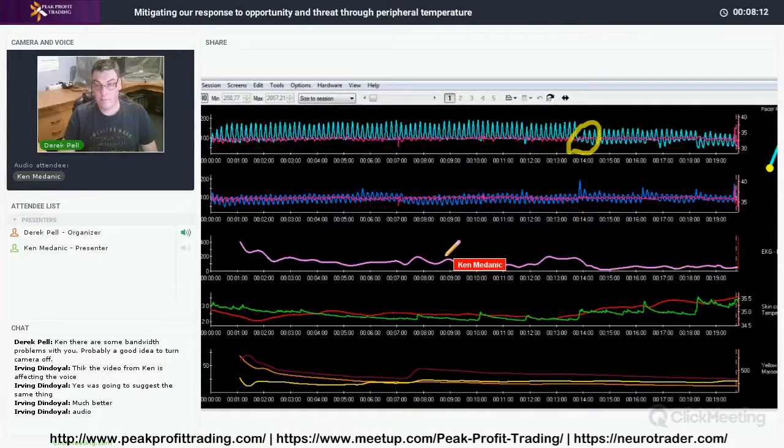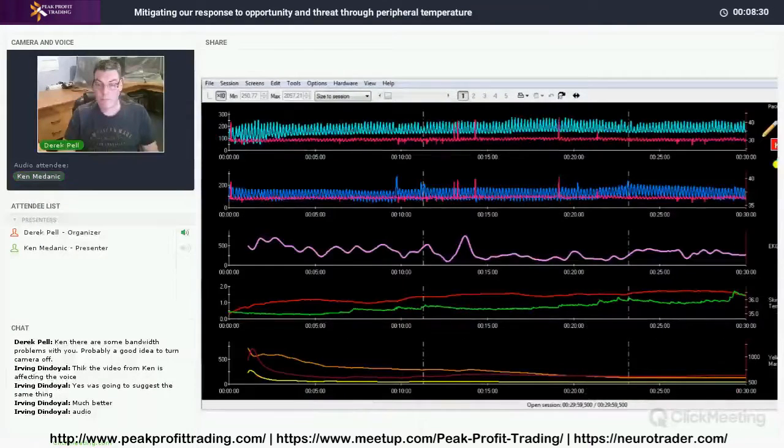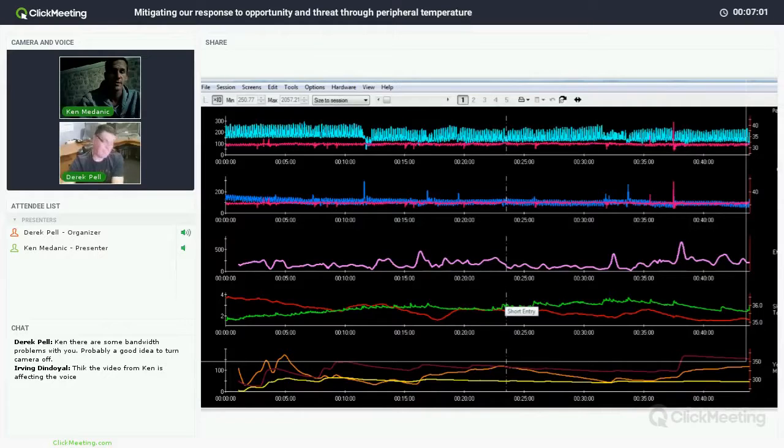And as the last losing trade is taken, the same thing just repeats up until the point where the stop loss is hit, and now temperature actually starts to increase again, and vasodilation starts to occur. So it's very easy to know if you're in a losing trade.